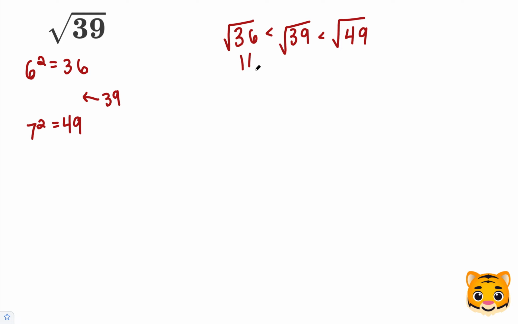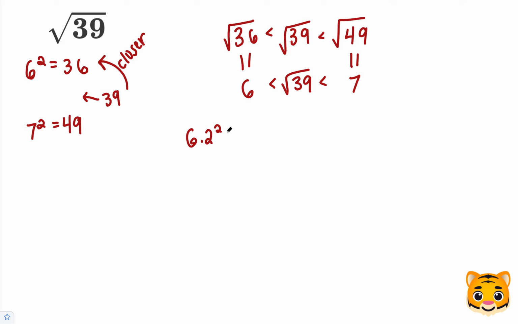We can replace the square root of 36 with 6, because 6 squared is 36. We can replace the square root of 49 with 7, because 7 squared is 49. Now we can see that the square root of 39 lies between 6 and 7. However, it'll be closer to 6 because 39 is closer to 36. So we can try values closer to 6 and see when we multiply them by themselves what we get and if it's close to 39 or not.